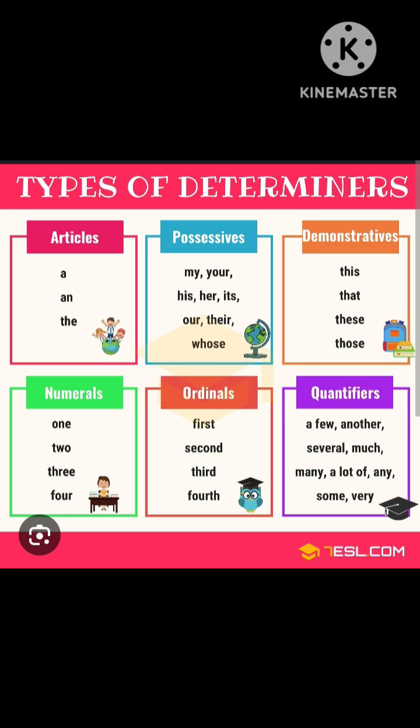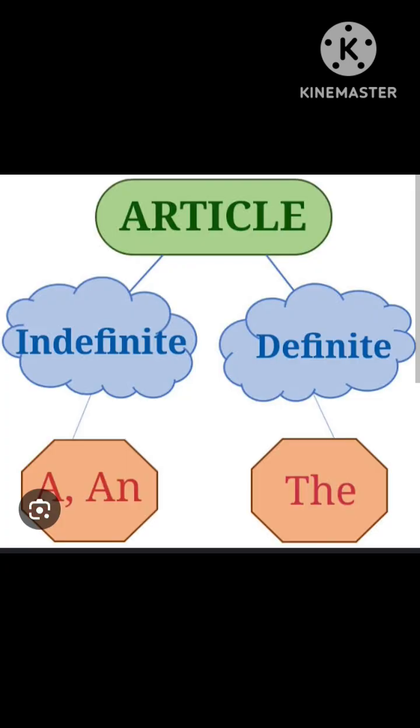My, your, and his. Demonstratives: this, that, these. Quantifiers: some, any, all. Distributives: each, every, either. Determiners usually come before the noun or noun phrase. They modify. In this class, we are going to learn about the usage of articles and their types with examples. Articles are a type of determiner that modify nouns and indicate whether they are specific or general. There are two types of articles: definite article and indefinite article.